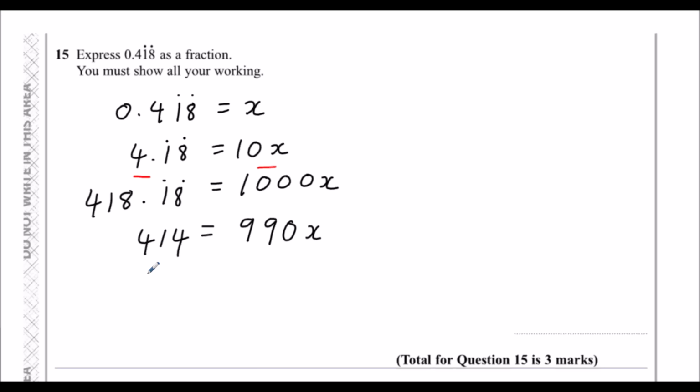So now we can get x by itself by dividing both sides by 990. So it's going to be 414 over 990. It doesn't say we have to give our answer in its simplest form, so we will be okay leaving it as it is.